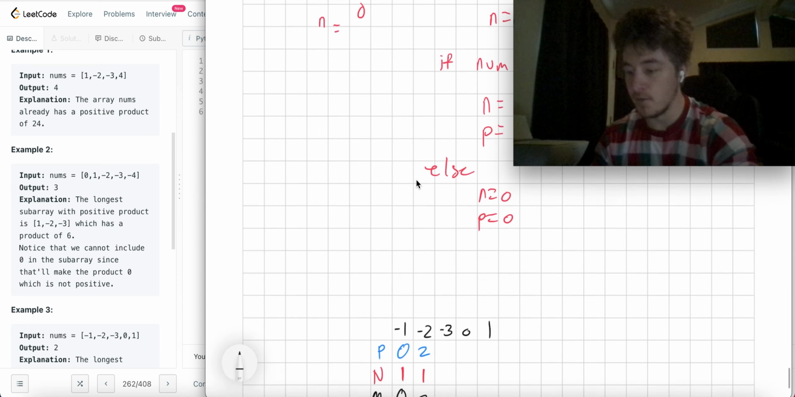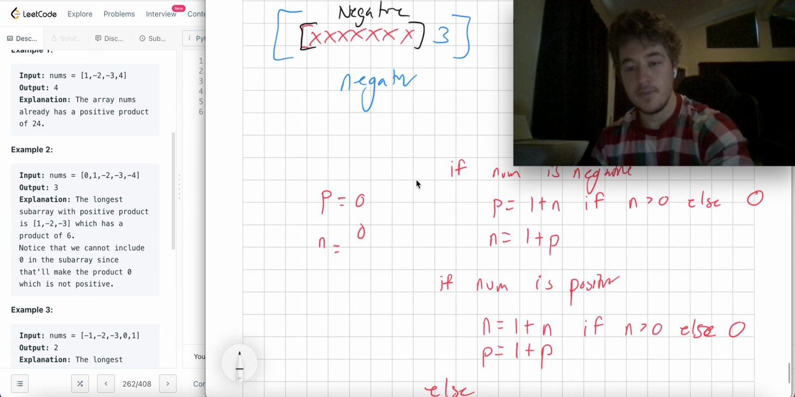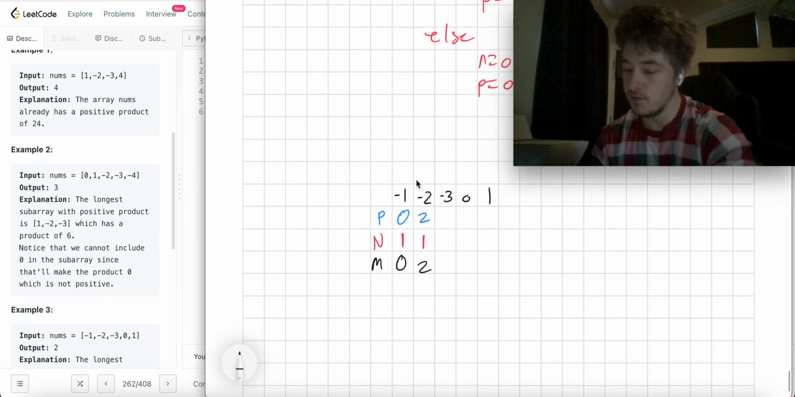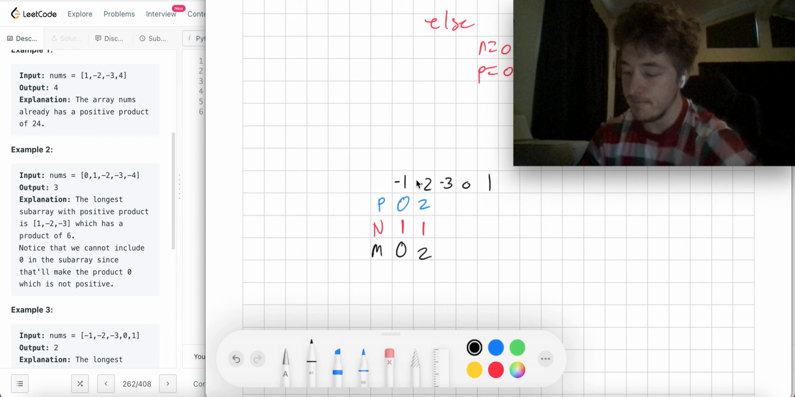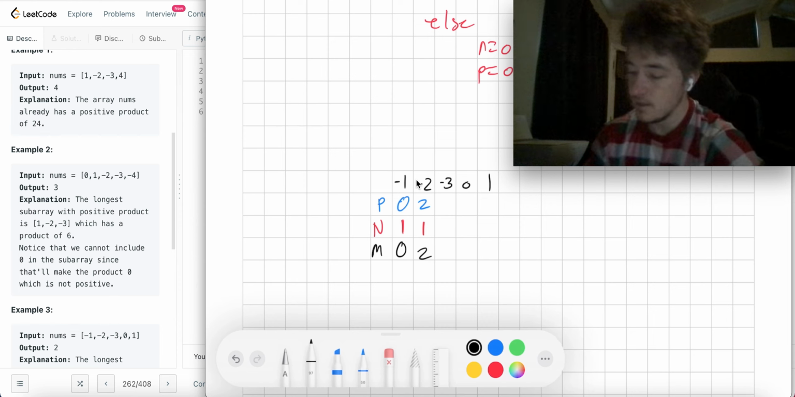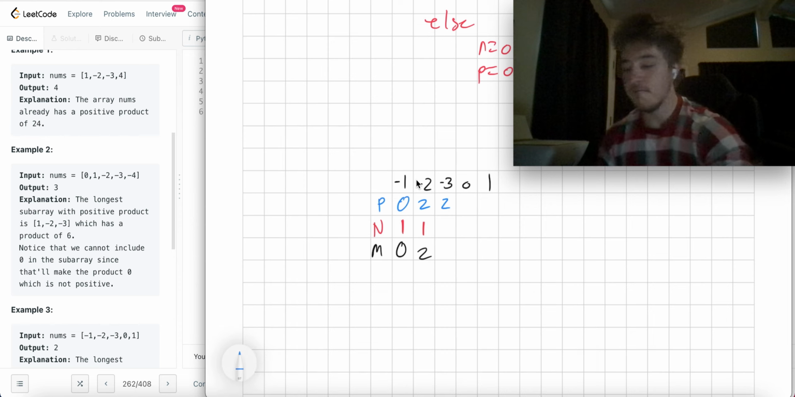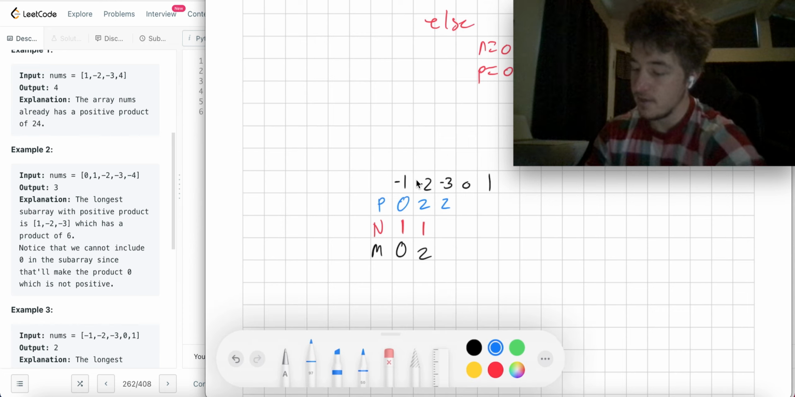Okay, another negative number. So let's run through this again. P equals 1 plus N if N is greater than 0. All right, so we have another N equal 1, so we can do another length 2 subarray. Now negative equals 1 plus 3, so now we actually have a system of length 3, right?